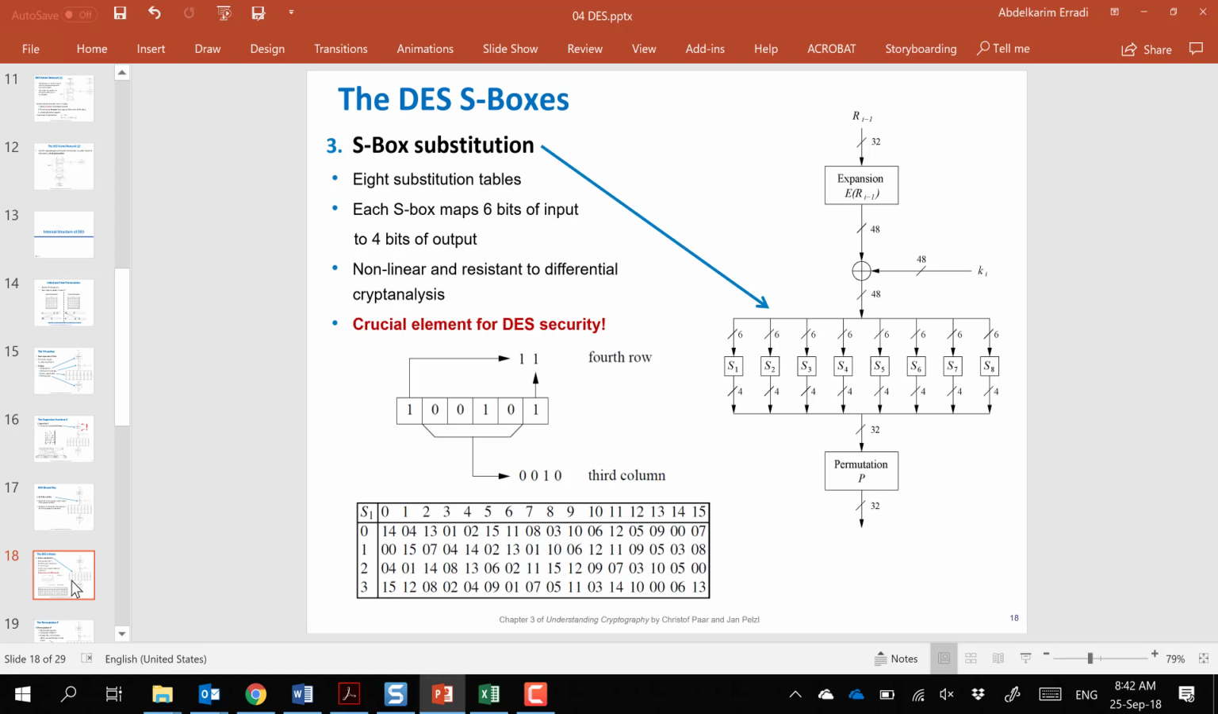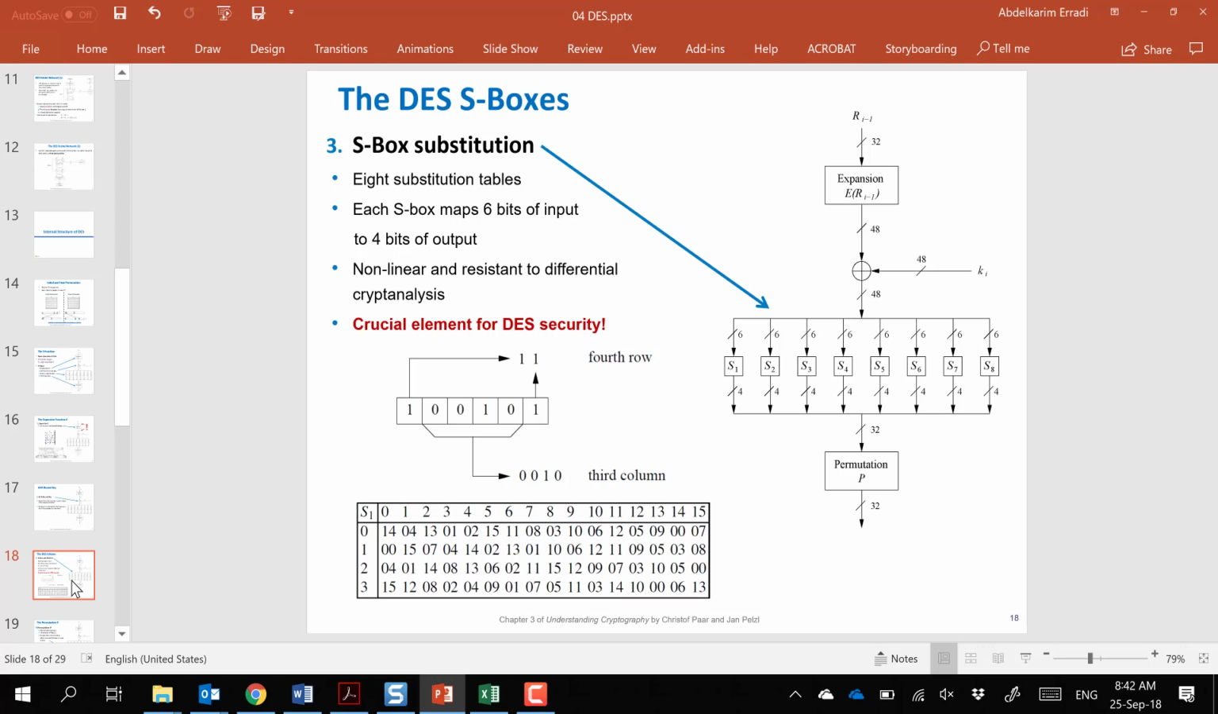You can find these tables if you search for S-boxes on Google; you will find them on Wikipedia and in many places. Now, how do we look them up? How many rows do these tables have? 4 rows, from 0 to 3. And how many columns? 16 columns, from 0 to 15. So all we do, we take these 6 bits. This is an example. The 6 bits are, in this case, 100101.